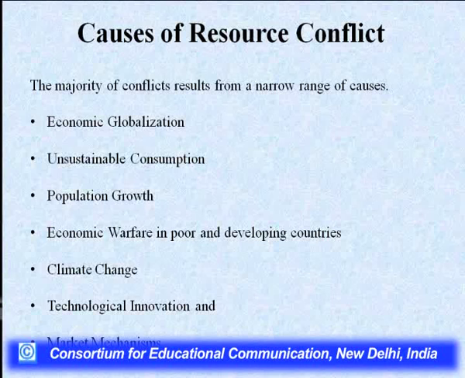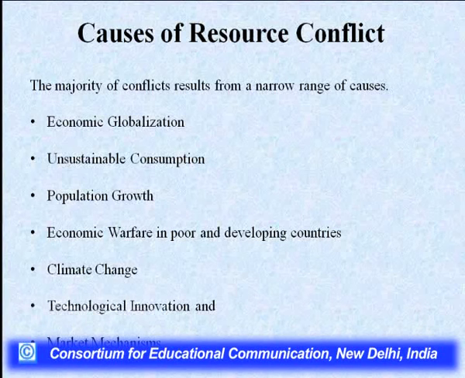The other cause is economic warfare in poor and developing countries. We can take the example of African nations, which have only a few particular resources. If some organizations or politicians try to take advantage of that particular resource, the poor people are on the disadvantaged side. The next cause of resource conflict is climate change.